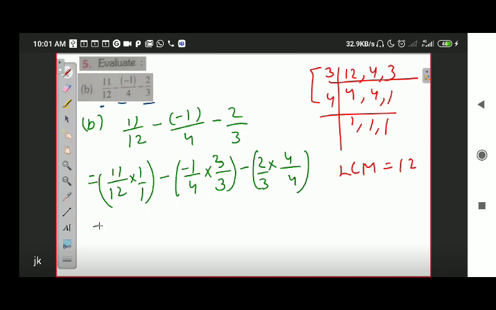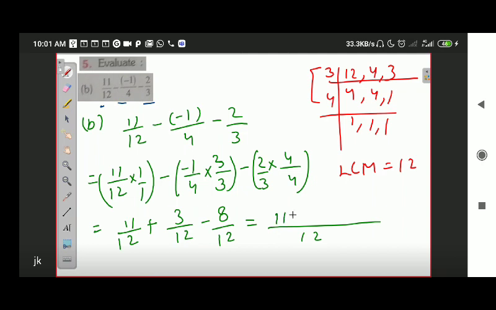Okay, so this will be 11 upon 12 minus 3 upon 12 minus 8 upon 12. Now the denominators are same, so we take the common denominator and write the numerators as they are.